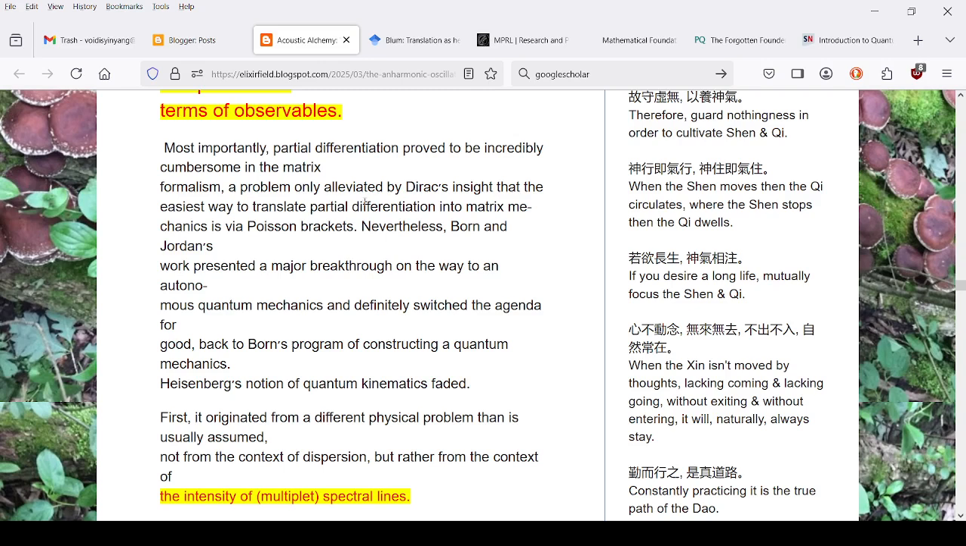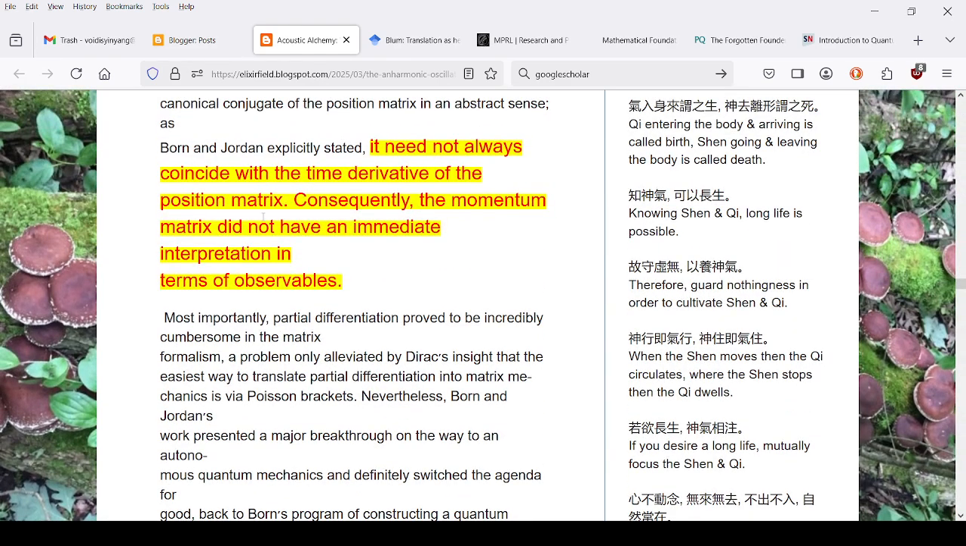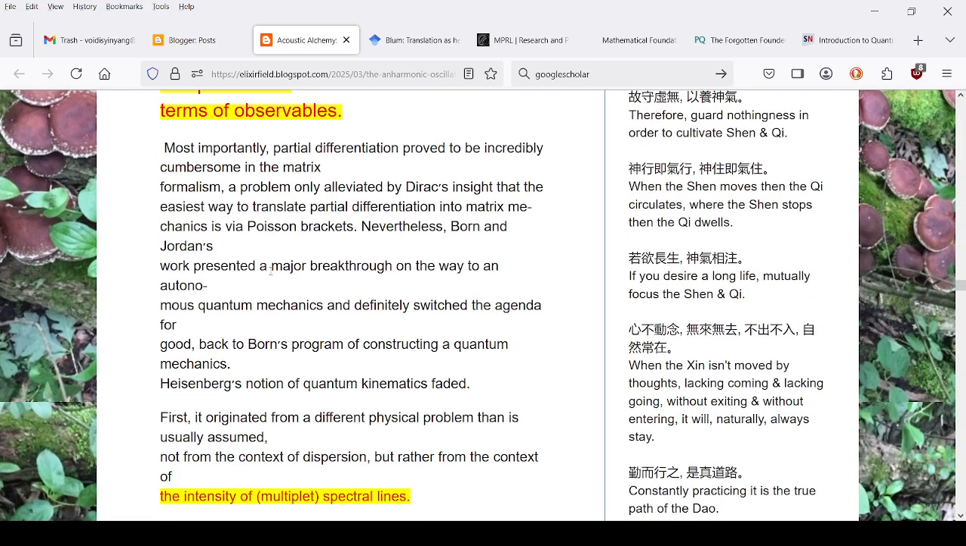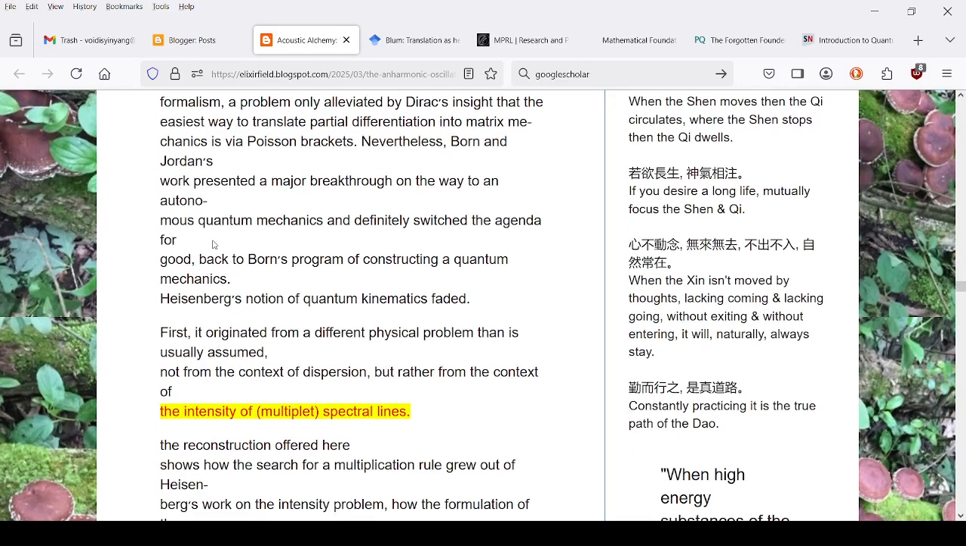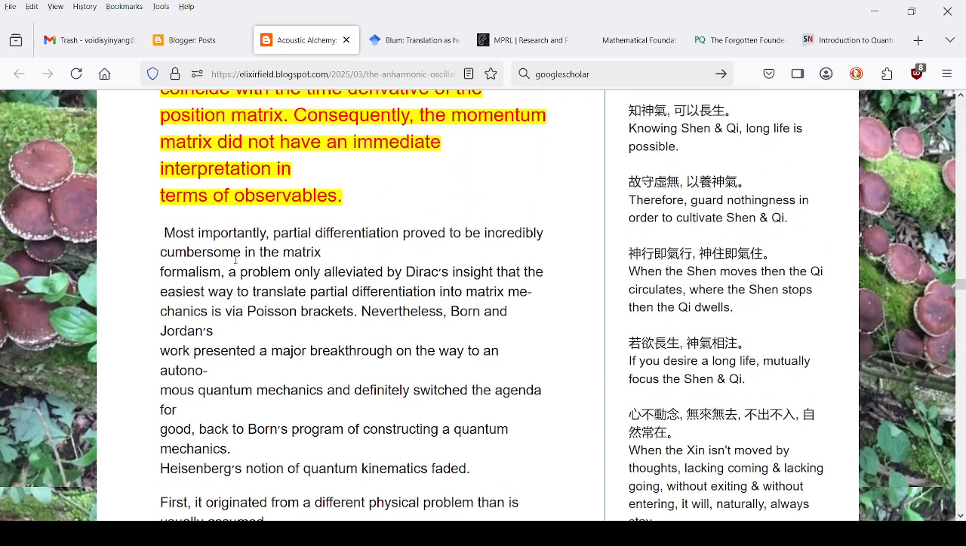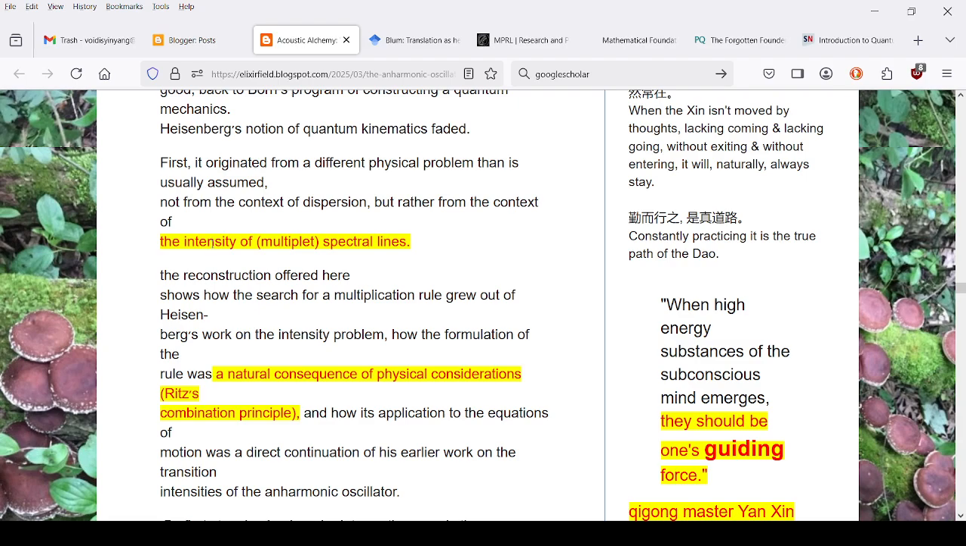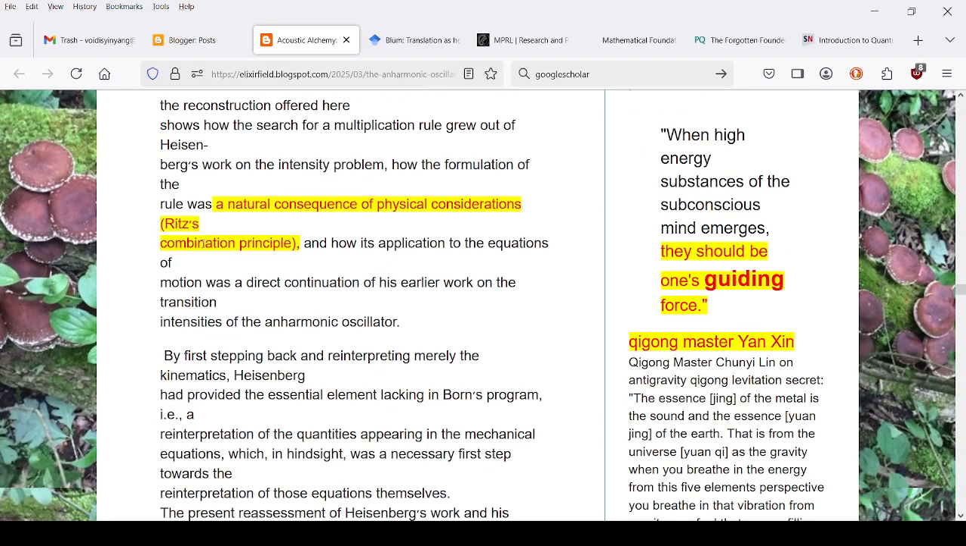So then Dirac later realized that if you use the Poisson brackets, you can translate this difference of the time derivative into partial differentiation. And so that's what Basil J. Hiley was critiquing, was that you have this Jordan bracket that actually got covered up and ignored when the commutators were developed for the matrix mathematics. So that's pretty much it.